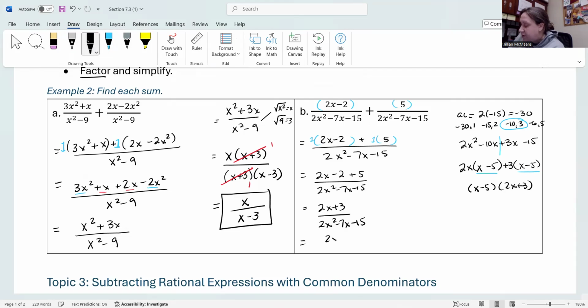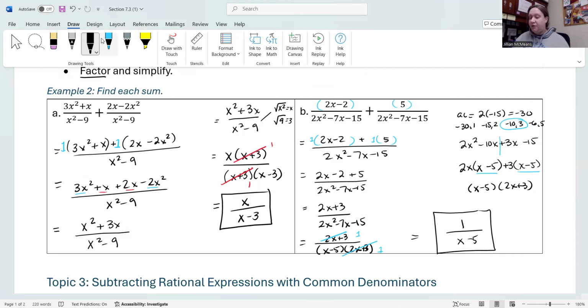So we have 2x plus 3 in the numerator. My denominator is now x minus 5 times 2x plus 3. So hopefully you can see here that we have a common factor of 2x plus 3 in the numerator and in the denominator. So 2x plus 3 divided by 2x plus 3 is just 1. So that tells me my final answer is 1 over, well, the denominator is just x minus 5. So that becomes my final answer, okay?